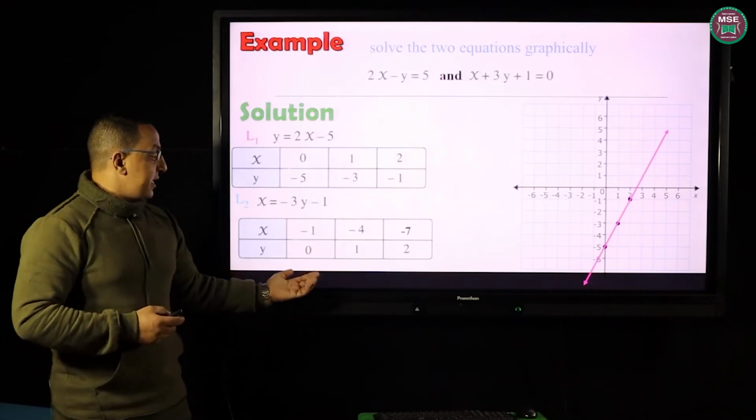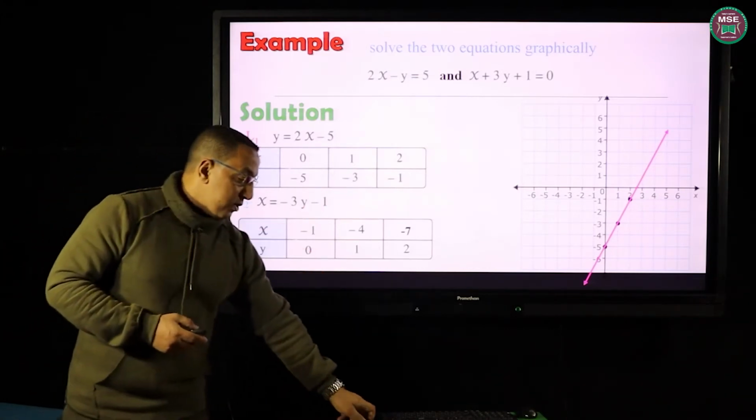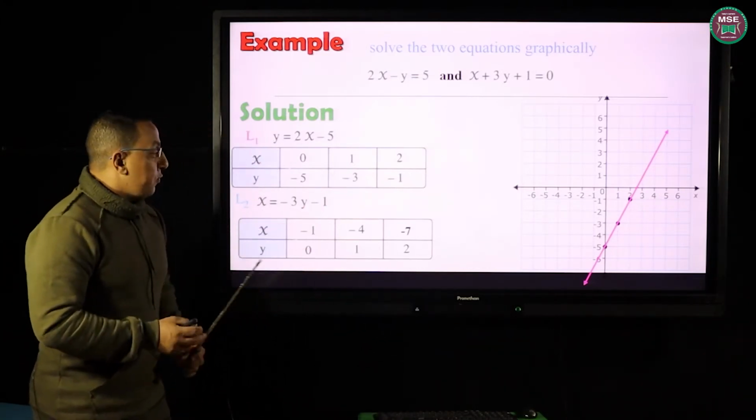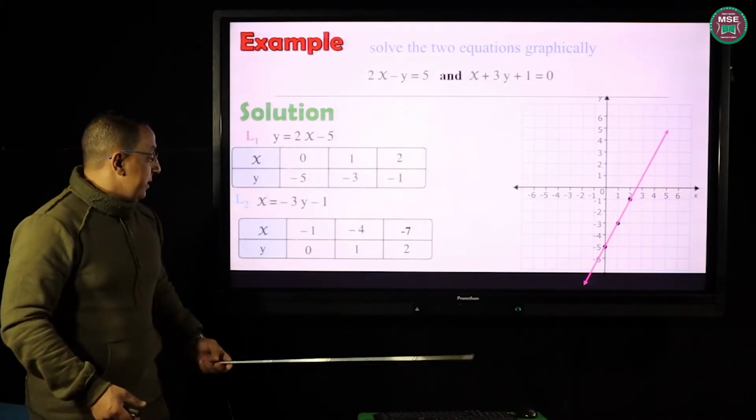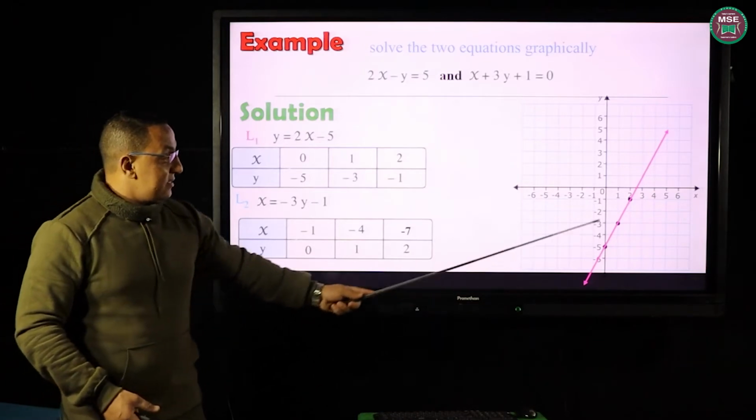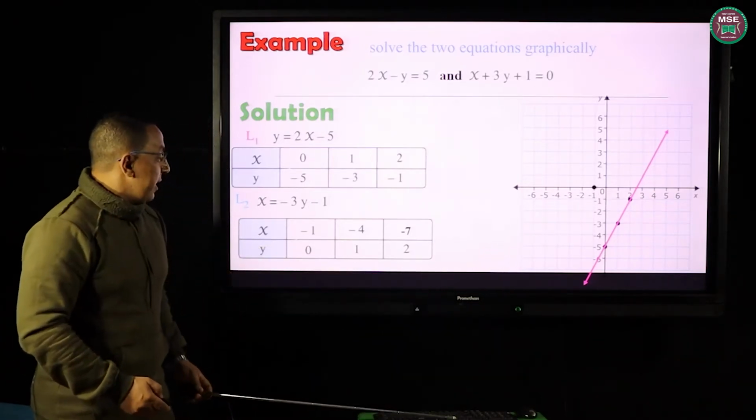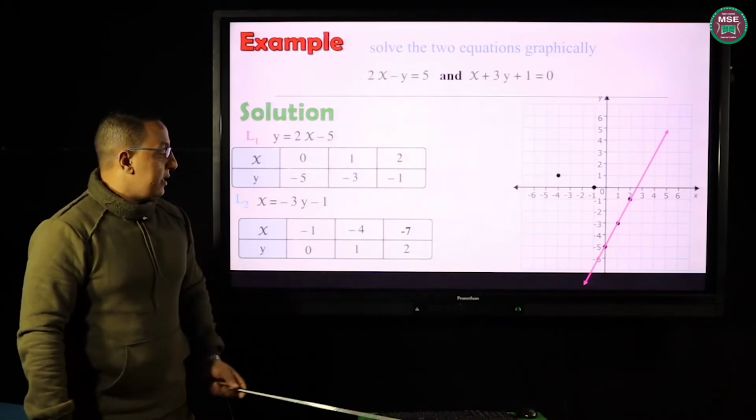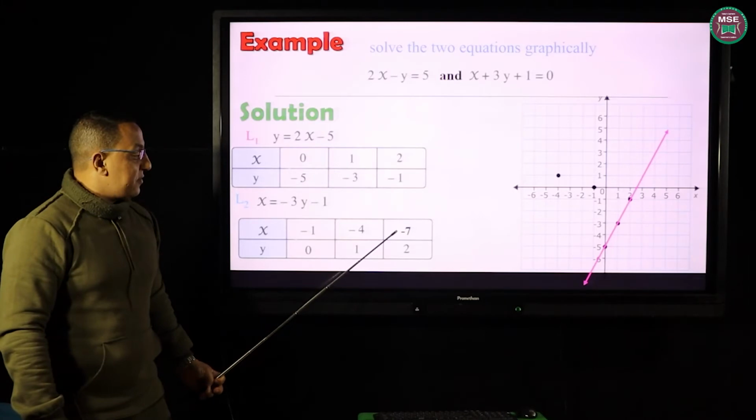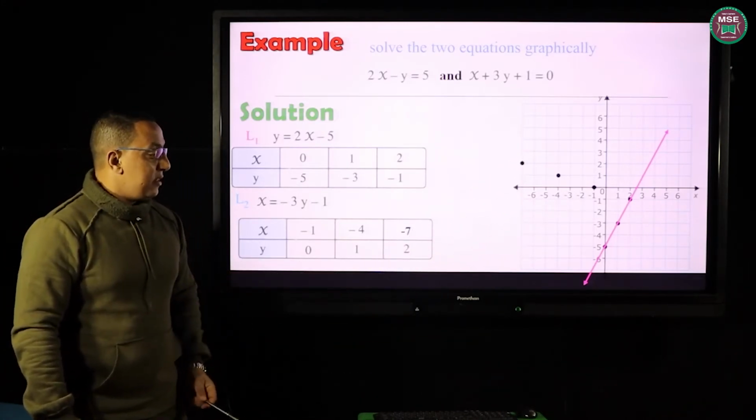Now I'm going to represent the three values of the table in the graph. Here negative 1 and 0 represent on the x-axis, negative 1 and 0 in this position. Negative 4 and 1: negative 4 and go up to 1, here in this position. Finally negative 7 and 2: negative 7 and go up to 2, here in this position.